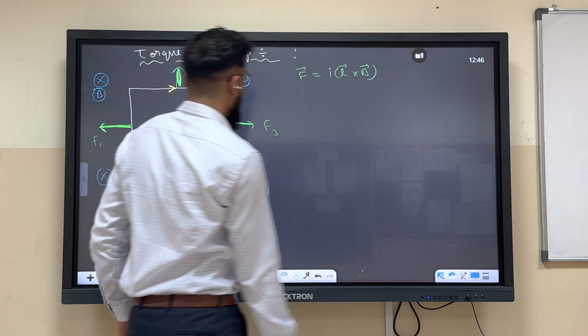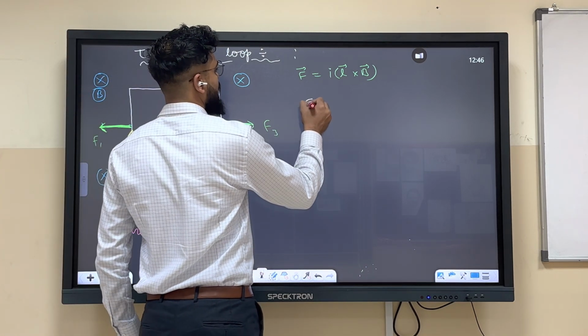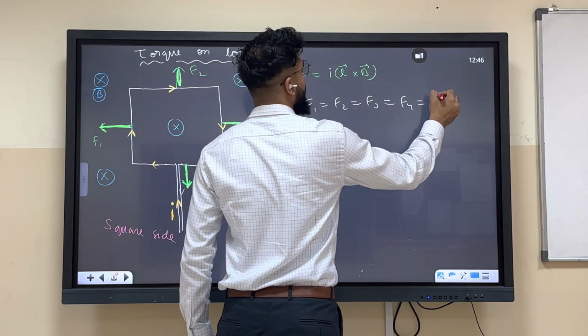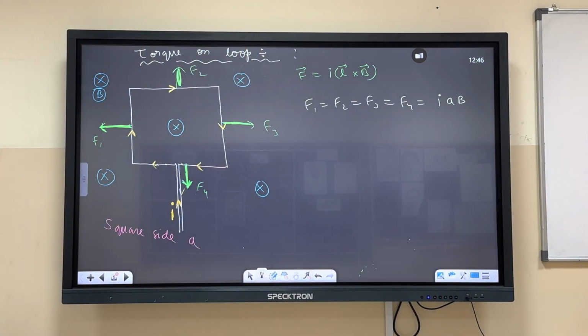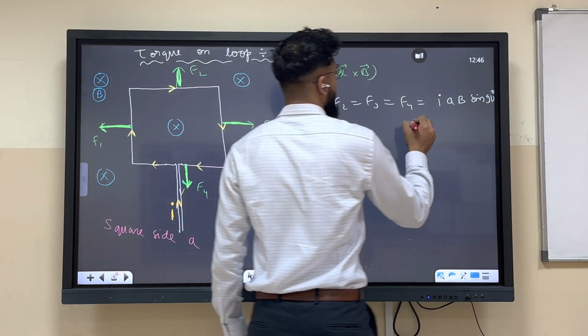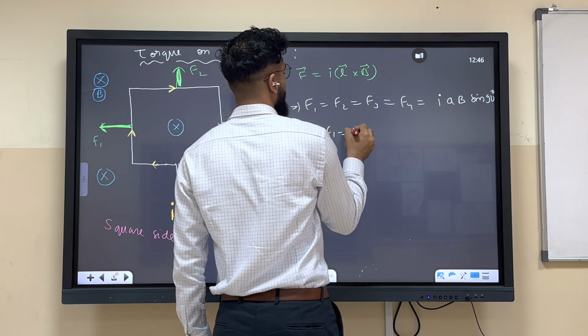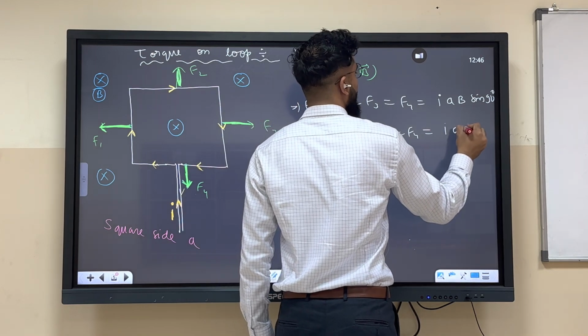Look carefully: F1 equals F2 equals F3 equals F4. What is it? I into A into B. What is the angle between the current and the magnetic field? 90 degrees, so sin 90. So F1 equals F2, and F4 is also becoming I, A, B. Okay?